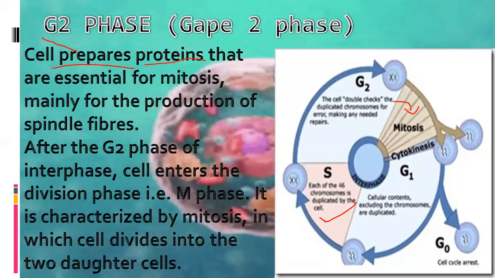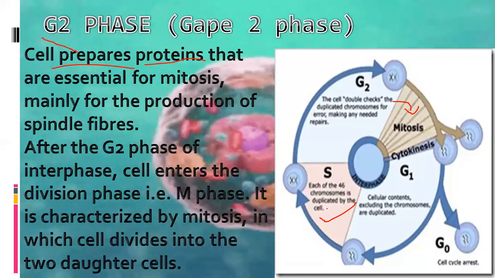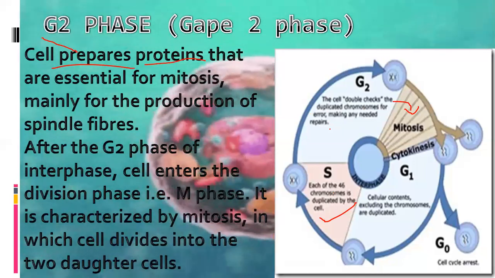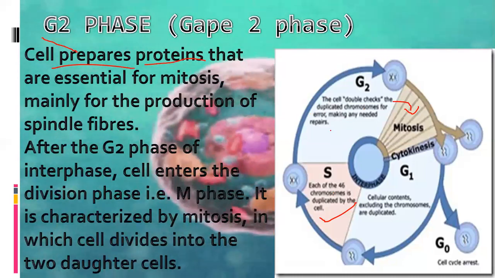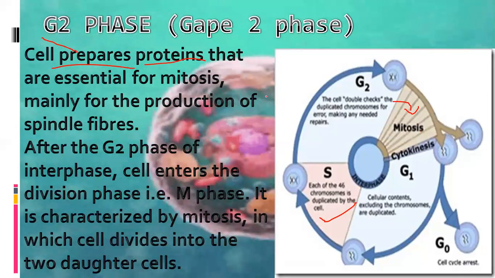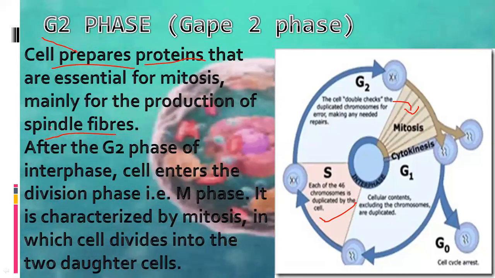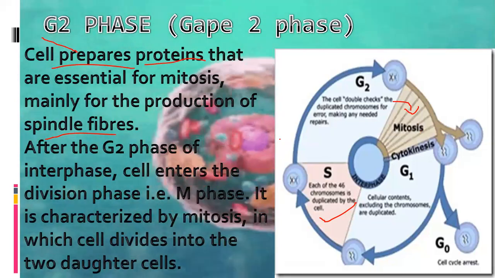If in S phase, when the chromosomes are duplicated, the chromosome sequence is changed, if there is any problem, then in G2 phase there is a check, like some enzymes check the whole process and they repair the chromosome. That is the natural process. So now the cell is going to prepare itself for mitosis or the division. Mainly for production of spindle fibers, we have talked about before that centrioles form spindle fibers. These are the fiber-like structures which we'll talk about in mitosis as well.